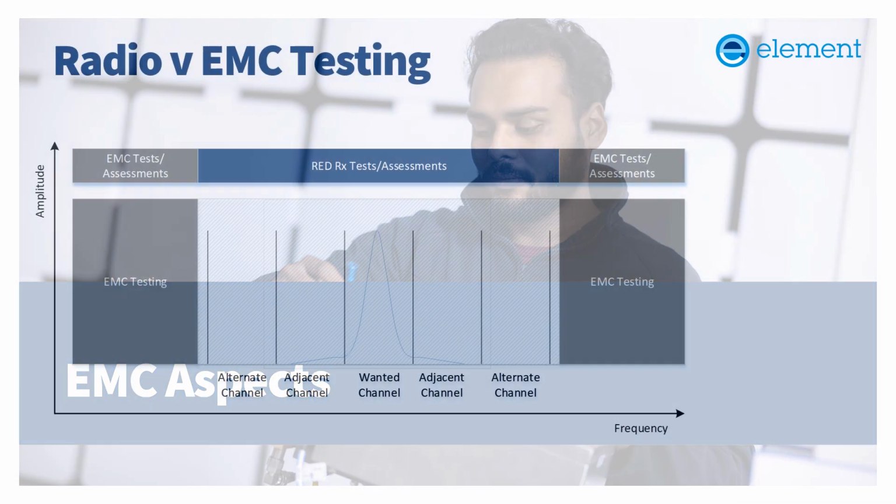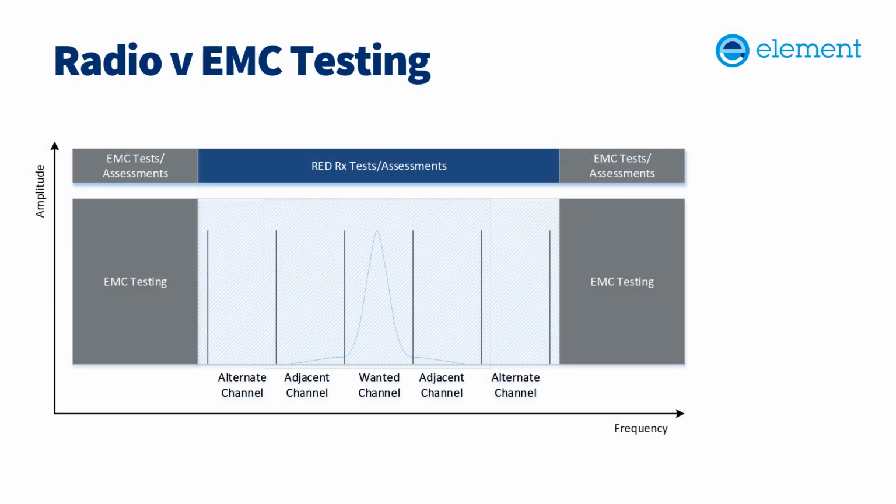In terms of EMC, maybe this is a slightly better articulation of the difference between radio and EMC testing. So along the x-axis along the bottom here, if that is frequency, then typically EMC immunity testing is done outside the wanted radio bands. In band, you have a channel, let's call it the wanted channel in which your device is operating, and then you have adjacent and alternate channels.